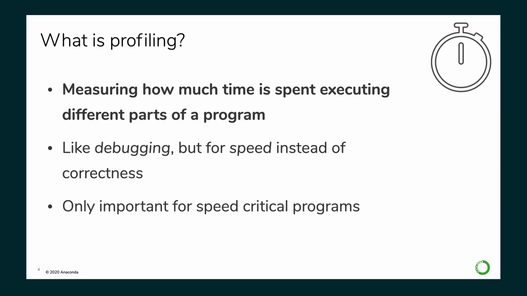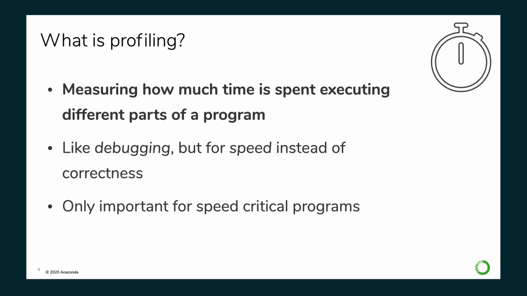Profiling is measuring how much time is spent executing different parts of a program. You can imagine profiling is kind of like debugging. Debugging is used for checking the logic of your program by looking at how each of the parts are running and inspecting the variables. Profiling inspects time, how much time is spent in each function and each piece of your code. However, an important thing to remember about profiling is that unlike debugging, where obviously your code has to work correctly, it isn't always important that your code is fast.